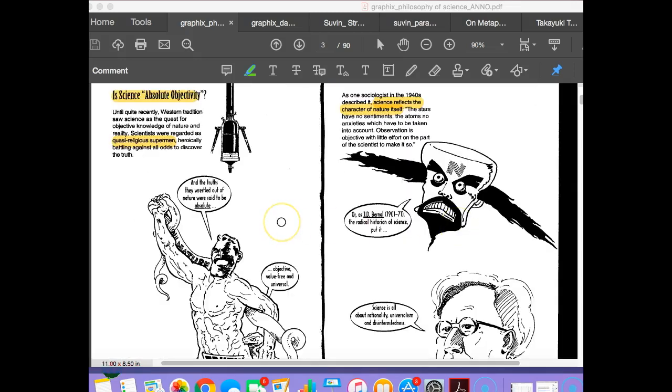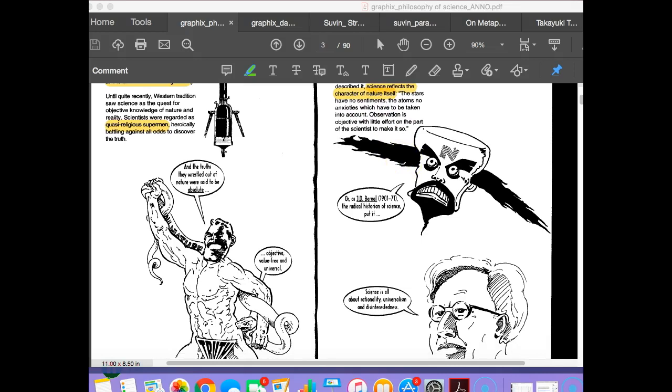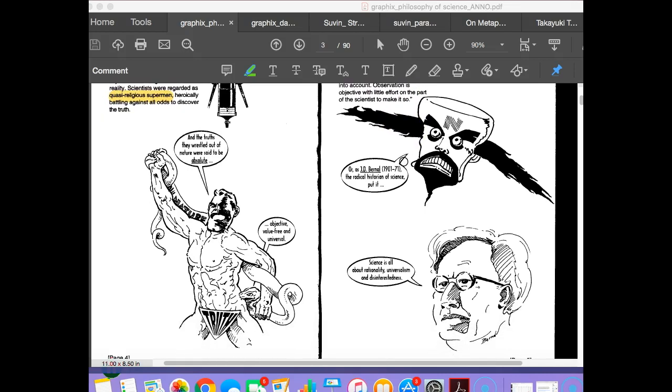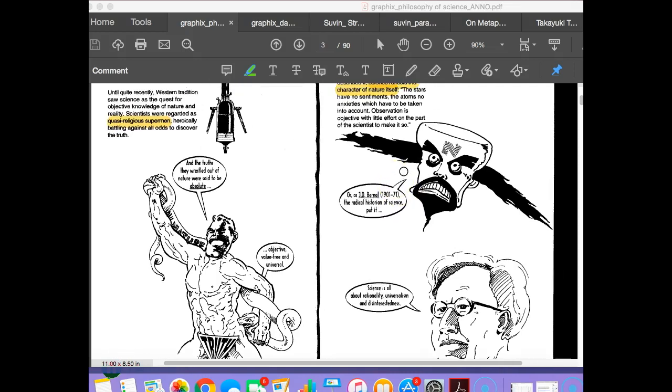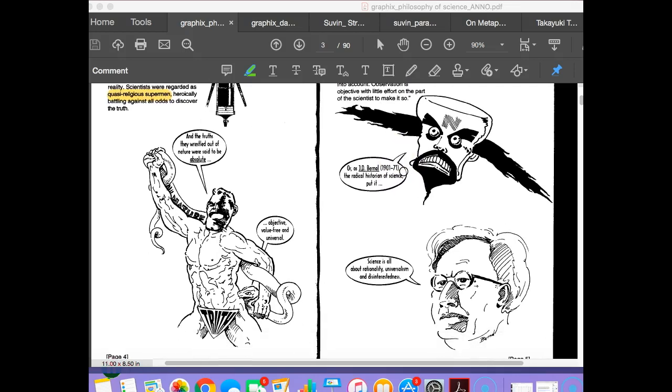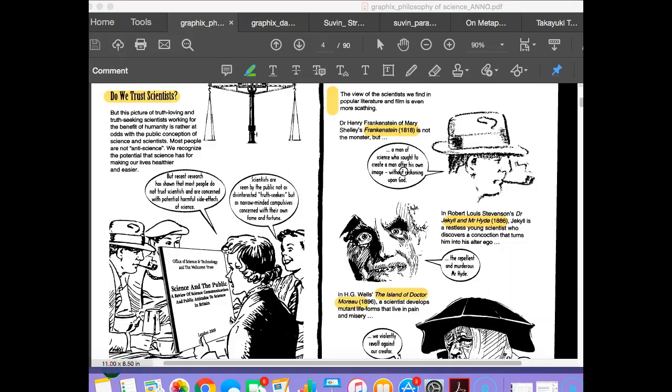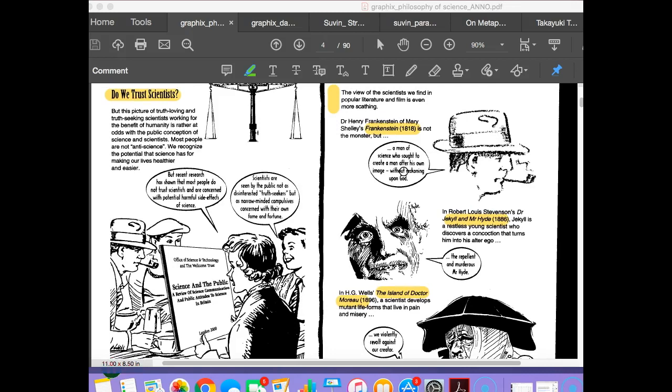And so it starts off by asking questions, right, about science and absolute objectivity. Scientists have traditionally been understood as quasi-religious supermen, and science doesn't really reflect on itself. It's pretty egoistic about what it does and has no reflective mechanism to it, or not a lot, as its critics see. So anyway, it asks these questions.